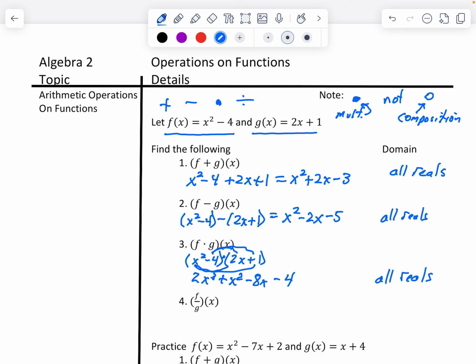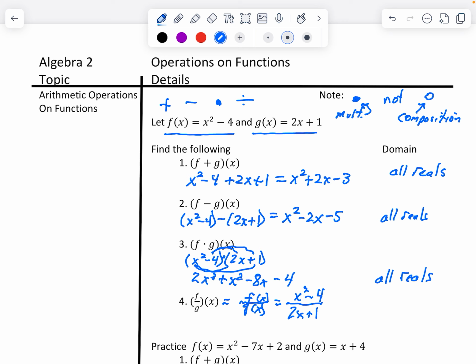This last one might look like the most difficult, but it actually is the easiest. When you do this, you're going to do f of x over g of x to do the division. And so what you need to do is just list this with the first function, the x squared minus 4, on top, and in the bottom you're going to just list the other one, the 2x plus 1.